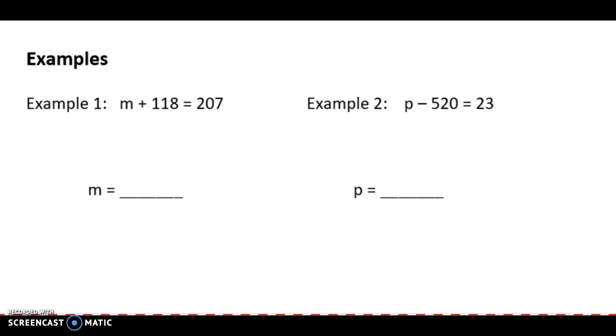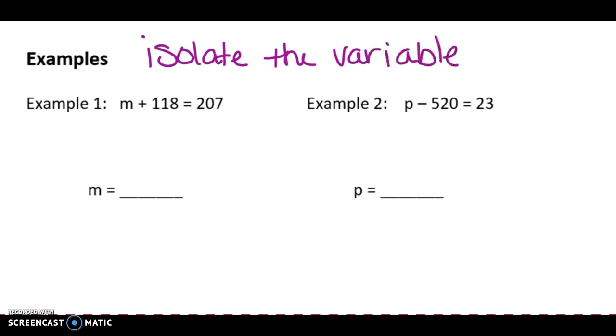So the first thing, whenever I say solve an equation, that means isolate the variable, which means I only want to see this when I'm done. M equals, and then the answer. I want that M by itself. I don't want the plus 118 next to it. So I take the plus 118 and I do the opposite. So if it's plus 118, I'm going to subtract 118.